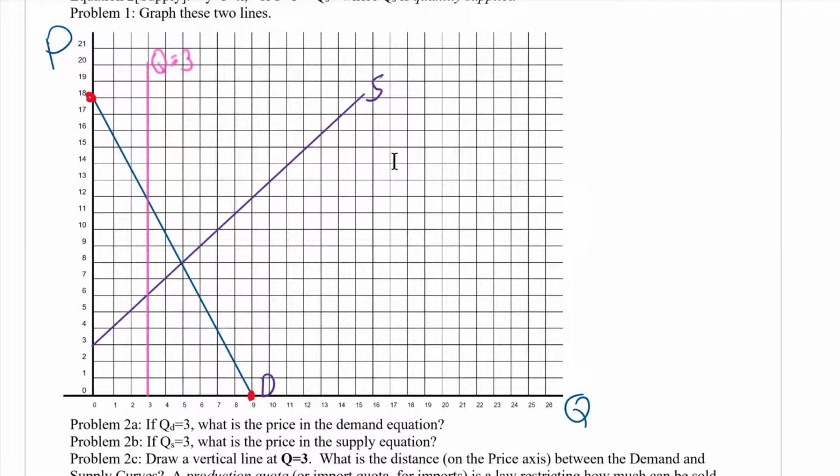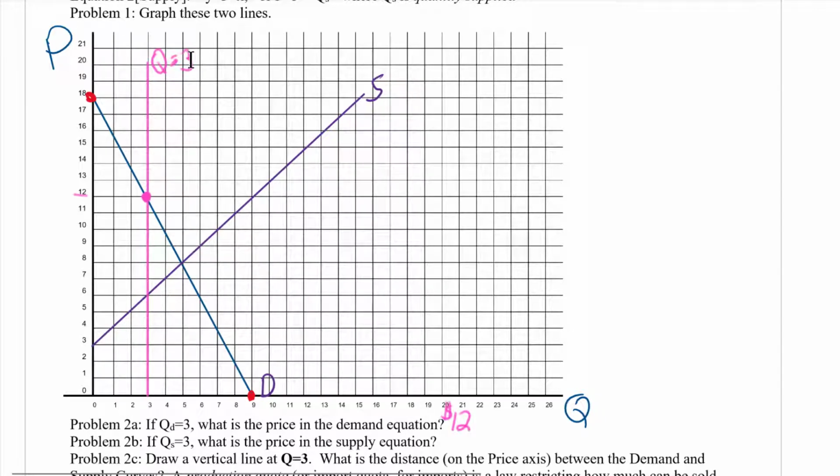So if q equals 3, first let's look at the demand equation, the downward sloping line. And if we go down to where q equals 3, we see that the price over here on the left is $12. So that's our answer, $12.